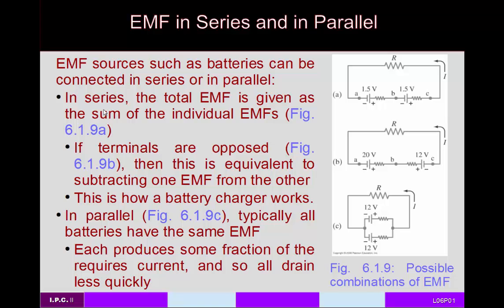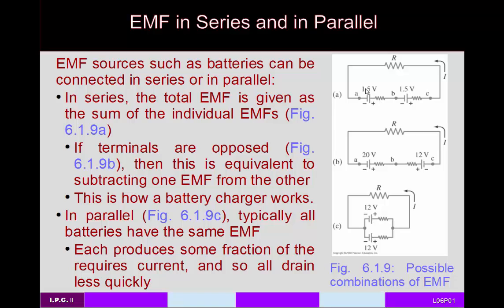We've already talked about combining capacitors in series or in parallel and resistors in series or in parallel. It turns out that there's another thing that we could be combining in series and parallel, which is EMF sources, that is a battery, for example. If you put a pair of batteries in series with each other, then the total EMF is given as the sum of the individual EMFs.